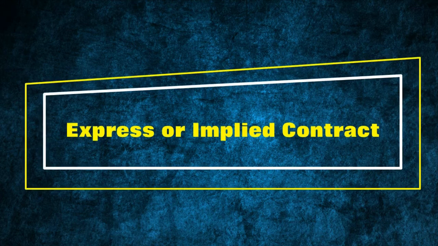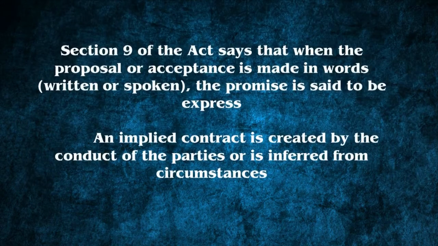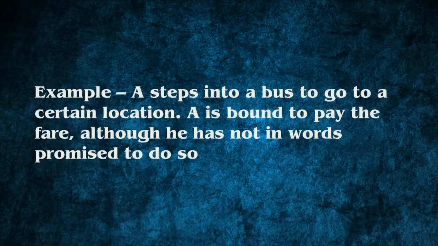Express or implied contract. Section 9 of the Act says that when the proposal or acceptance is made in words, written or spoken, the promise is said to be express. An implied contract is created by the conduct of the parties or is inferred from circumstances. For example, A steps into a bus to go to a certain location. A is bound to pay the fare, although he has not in words promised to do so.